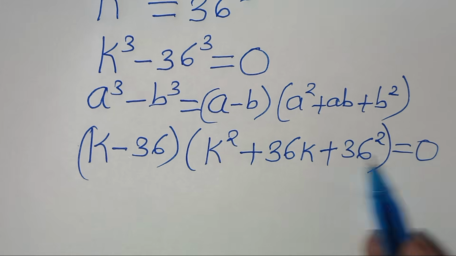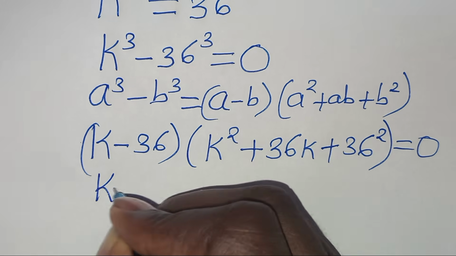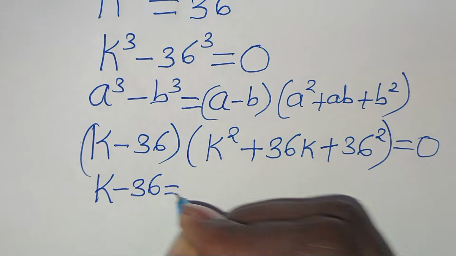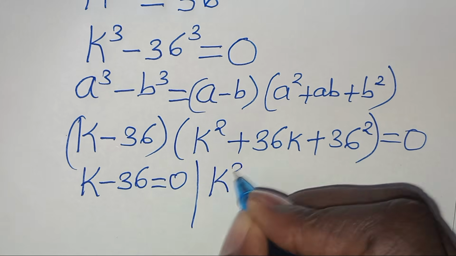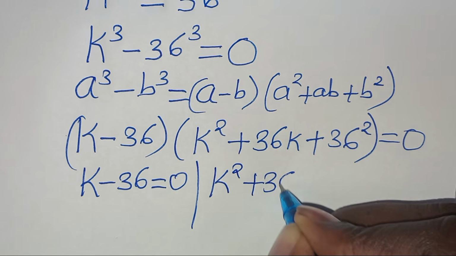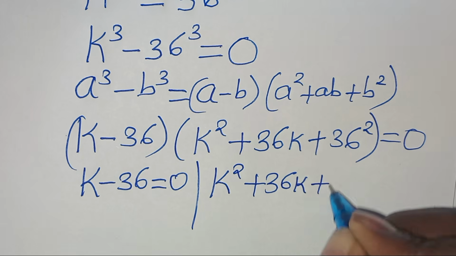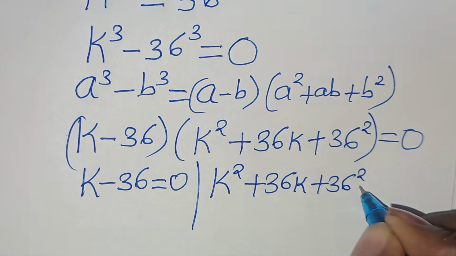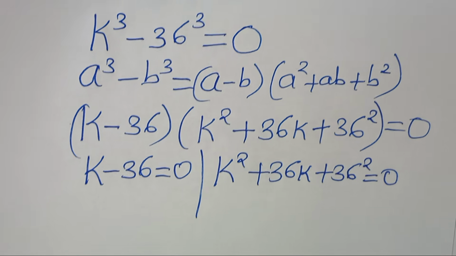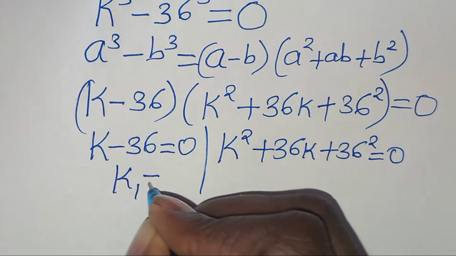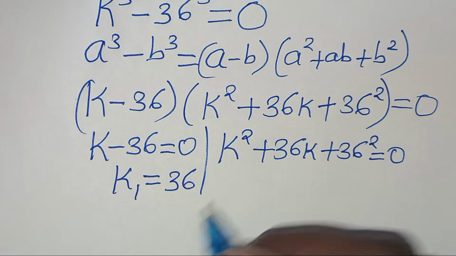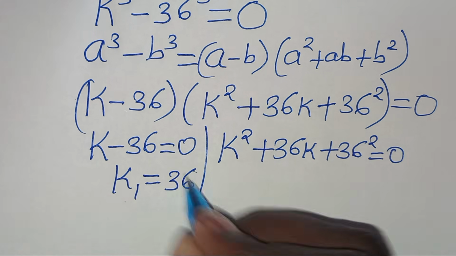Now we have got two parts here. We have k minus 36 equal to 0, and we also have k to the power of 2 plus 36k plus 36 to the power of 2 equal to 0. From the first part, we have k1 equal to 36. This is a real solution.